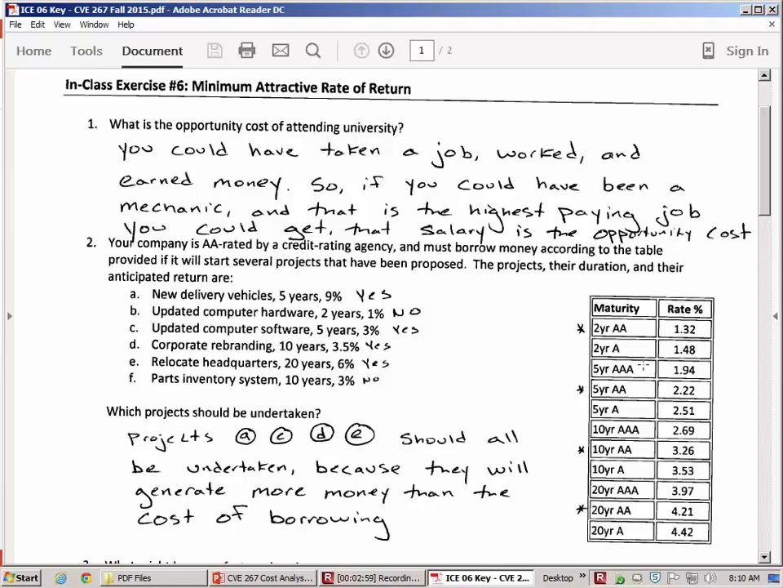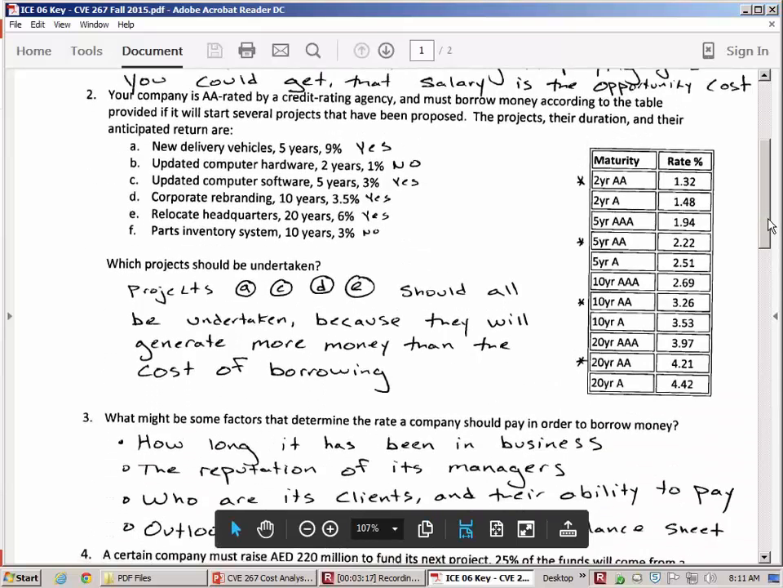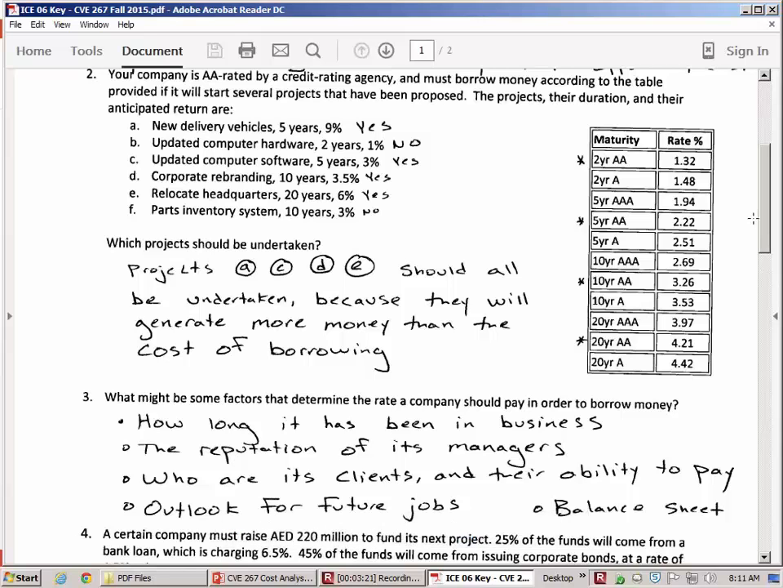And then a single A company is the lowest rating, at least on this table, and they would pay even a little bit more. So first of all, you have to identify for a 2, 5, 10, and 20 year what percentage they're going to pay, and that's why I've starred that data here. Then you basically compare the rate of return that's listed to how much it costs them to borrow money. What's the general rule for yes, do a project versus no, don't do a project? What's the criteria that we're going to apply here?